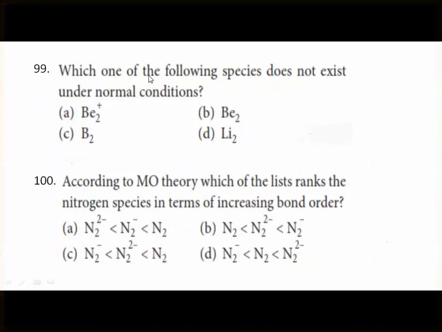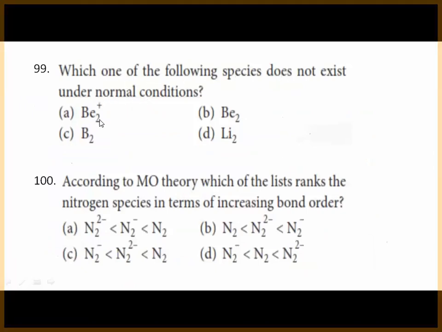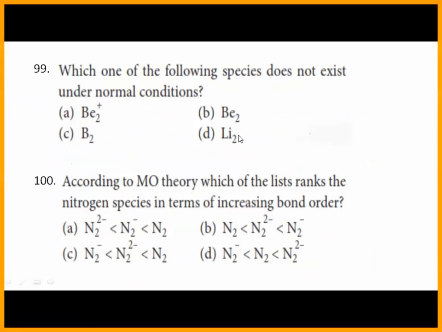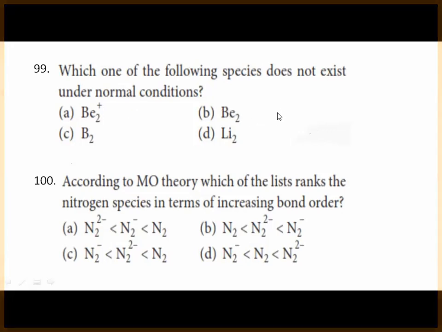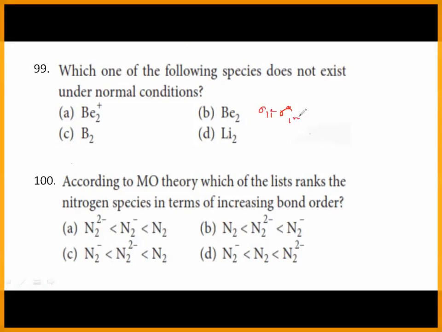Correct. Which of the following species does not exist under normal conditions? Be2 plus, Be2, B2 and the lithium molecule. Be2 plus: beryllium has 4 electrons, so 1 electron less means 3 electrons. Bond order is (2 minus 1) by 2, so 1 by 2, it exists. For Be2 under normal conditions, beryllium has 4 electrons, 4 plus 4 is 8. Write the configuration: sigma 1s2, sigma star 1s2, sigma 2s2 and sigma star 2s2. Bond order is 4 minus 4 by 2, which is 0. So this does not exist under normal conditions.